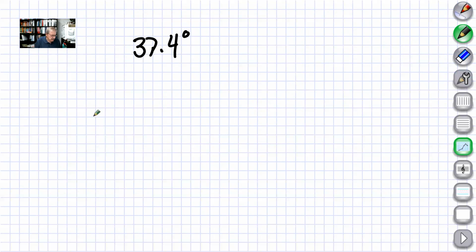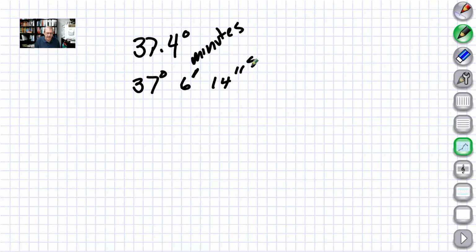We can call this 37 degrees, 6 minutes, and 14 seconds. We use a single bar for minutes and a double bar for seconds. So this is minutes and seconds, and the degree would be like an hour. This would be almost equivalent to an hour.